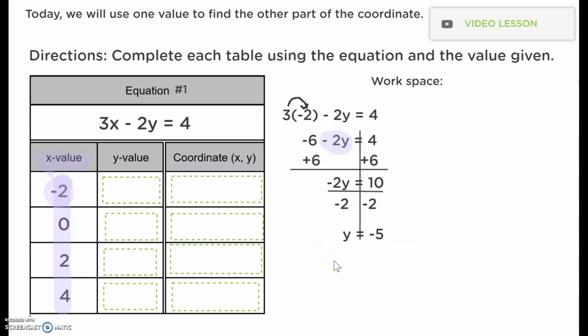Now this is just one part of our table. We tried when we plugged in -2. When we plugged in -2 for x, the answer that we got for y was -5. We can put these together to tell me what coordinate on our graph paper that this makes. It would be -2, -5, because it's x and then y, x and then y.